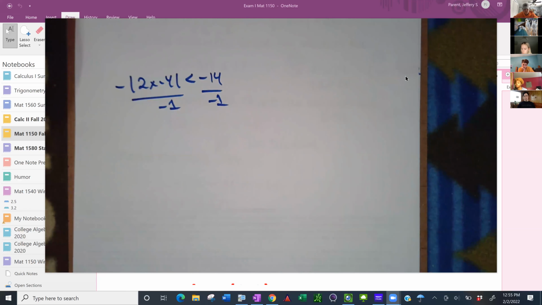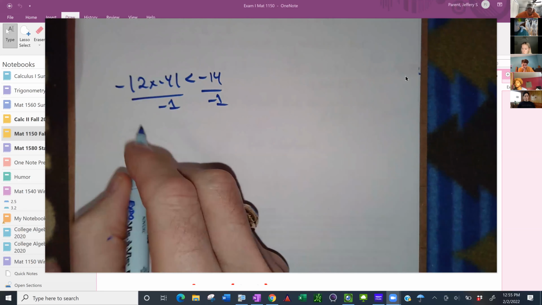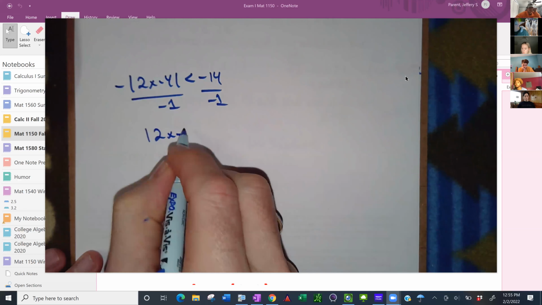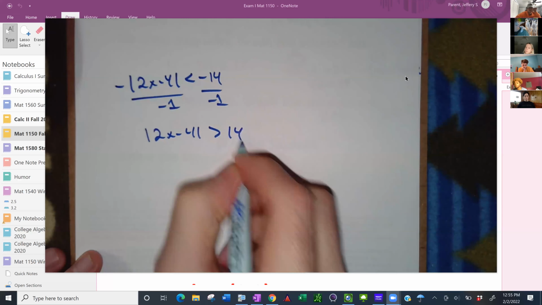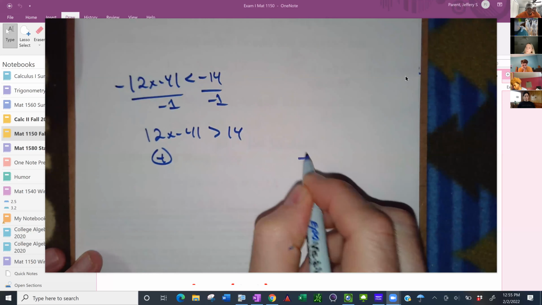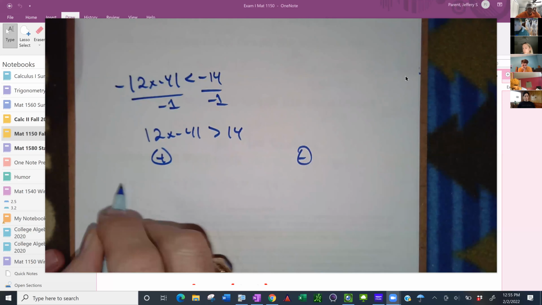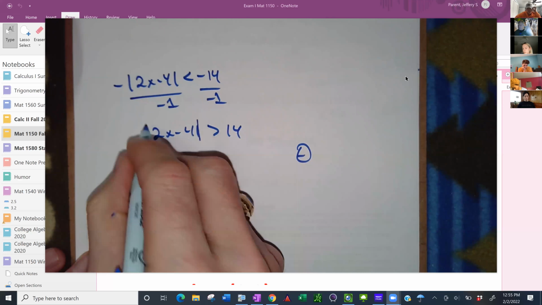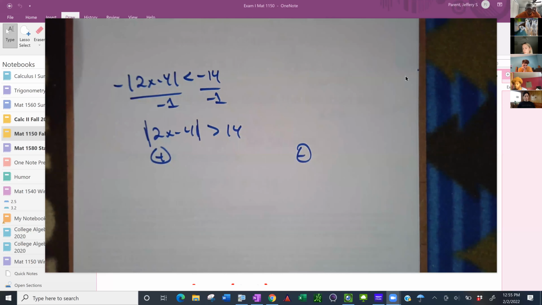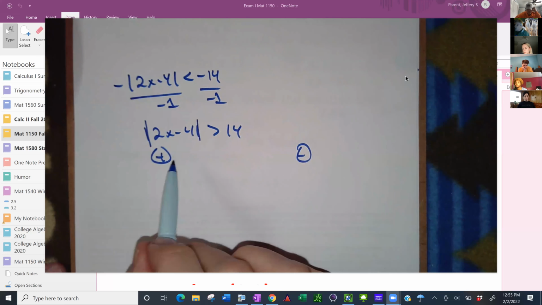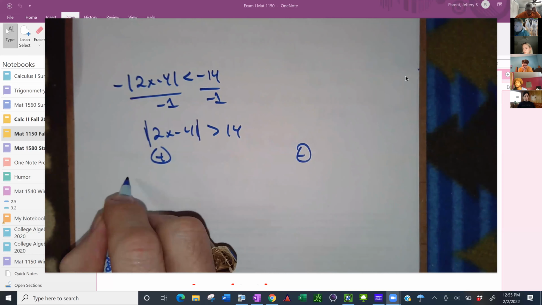The sign flips. You get the absolute value of 2x minus 4 is greater than 14. Now you'll set up your positive and negative cases. So again, give yourself a second. If you can, pause the video. Try and set up those positive and negative cases for yourself.